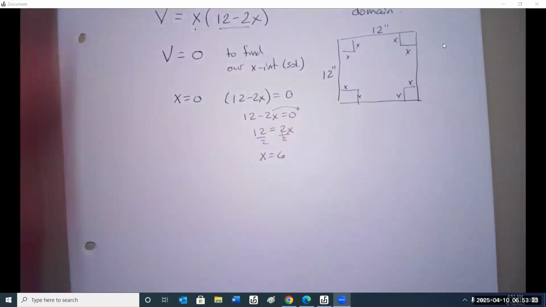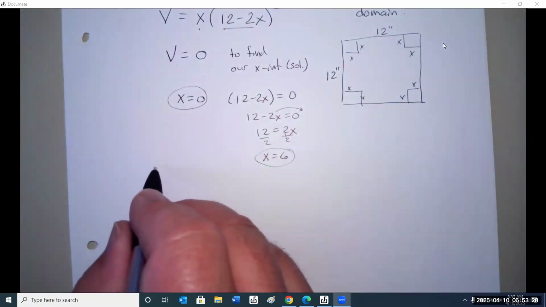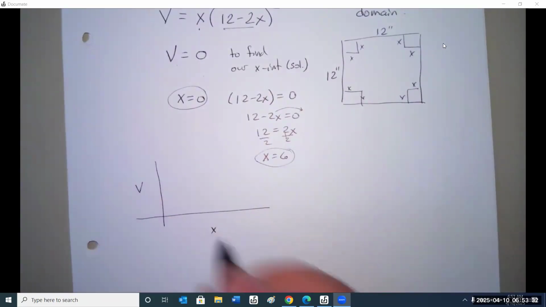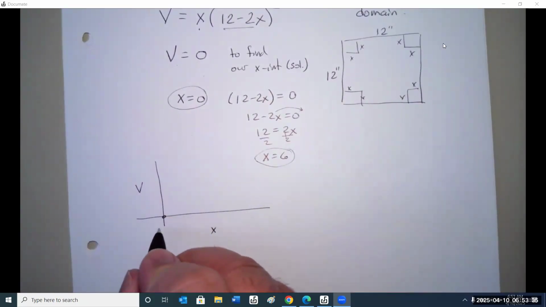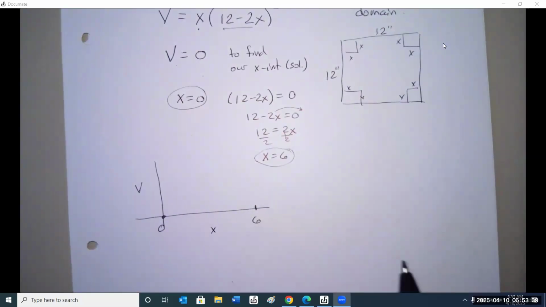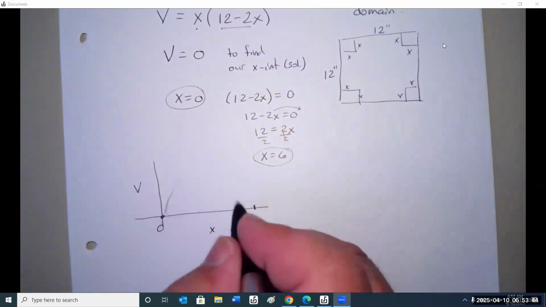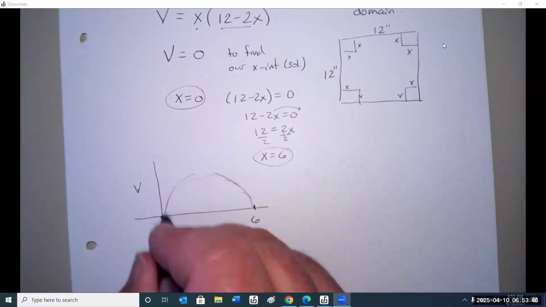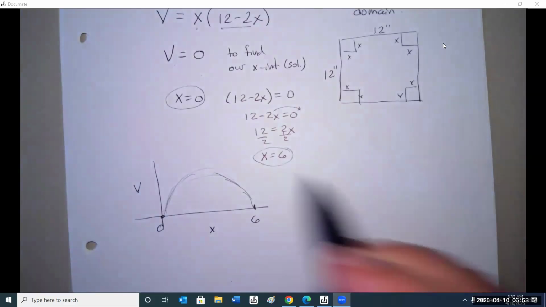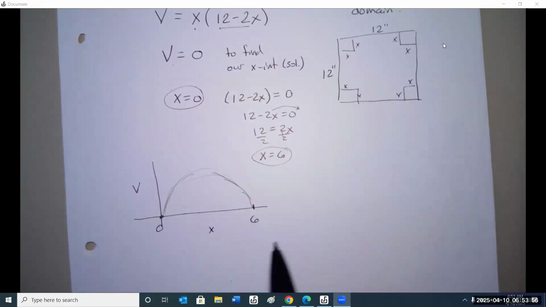So what this tells us is the domain of x's we can use. Here's our volume, and here's our x. The smallest we can use is 0, and the biggest we can use for x is 6. And because it's a cubic equation, it'll be some sort of curve. All right, now, what does this mean?